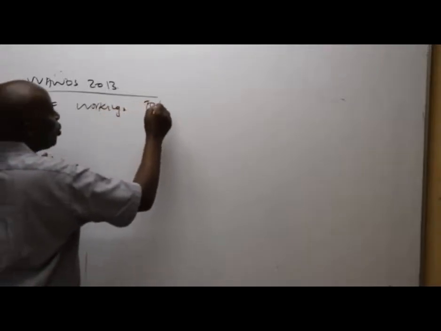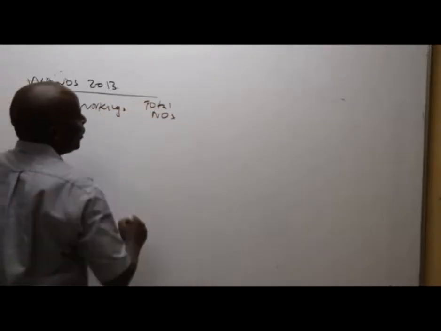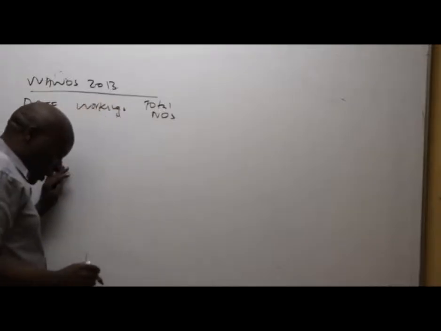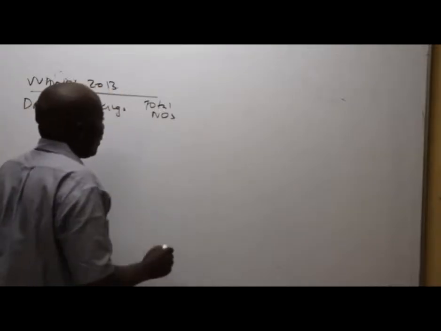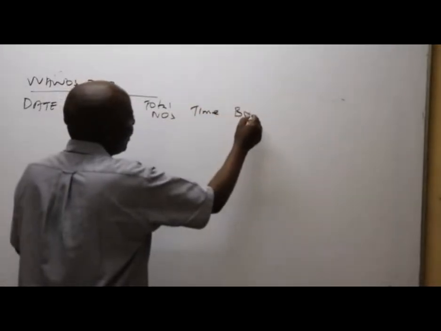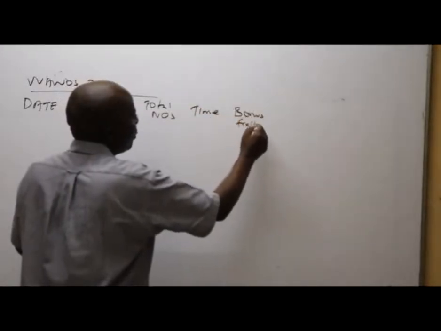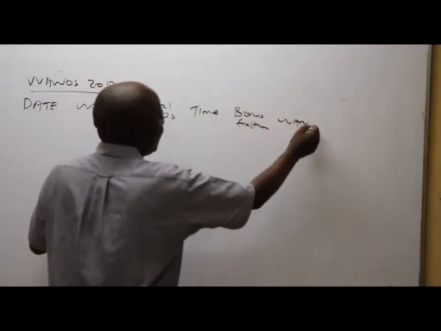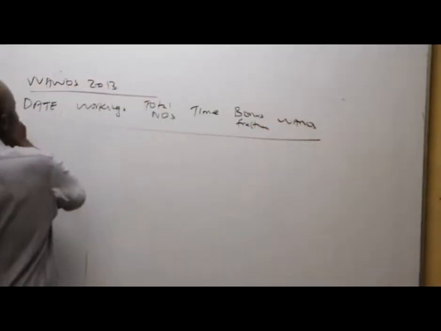Then we have the total number of ordinary shares, ladies and gentlemen. And then of course, we have the time. We have the bonus fraction, and then we have now the famous one-nos like this.